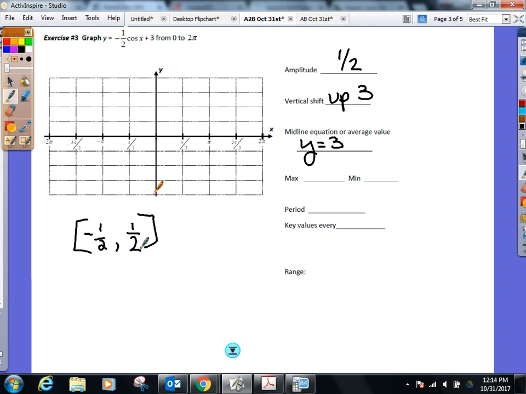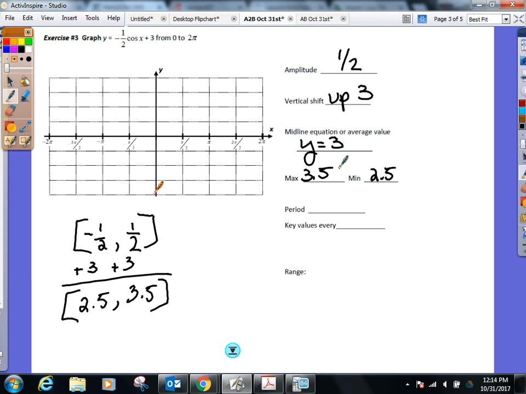And now where am I shifting this, Isabella? So I'm going to take -1/2, shift it up 3. What's my new minimum now? 2.5. I shift my maximum of 1/2 up 3. What's my new maximum? 3.5. There it is. 2.5 for my minimum, 3.5 for my maximum. Are we seeing how we're getting these?